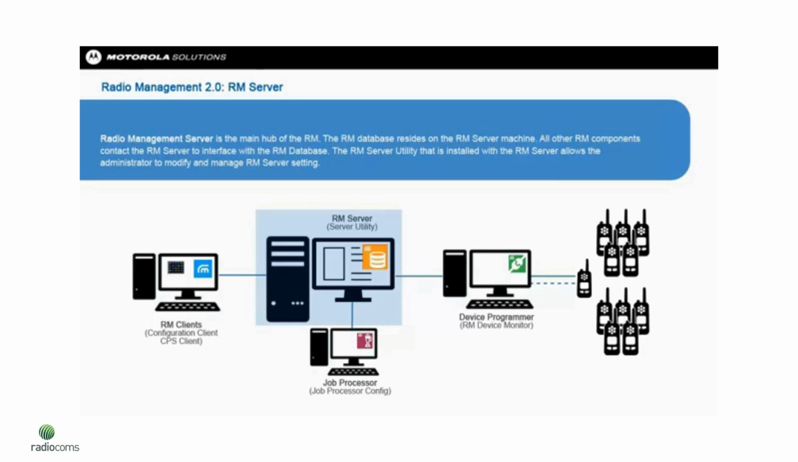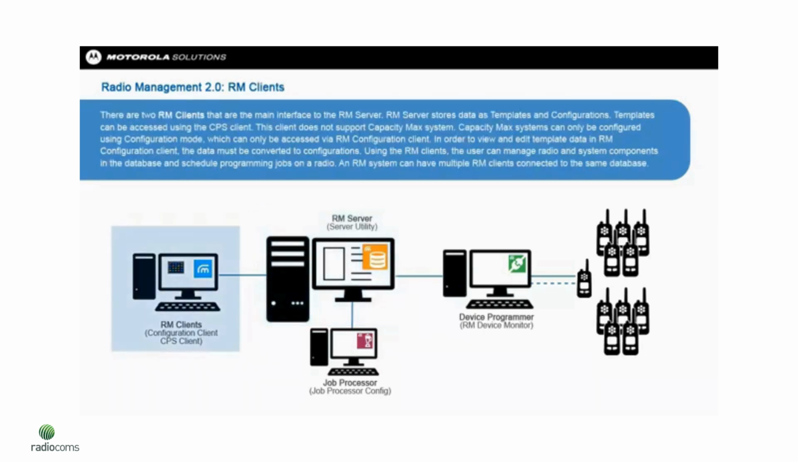The RM server utility that is installed with the RM server allows the administrator to modify and manage RM server settings. There are two RM clients that are the main interface to the RM server. RM server stores data as templates and configurations. Templates can be accessed using the CPS client. This client does not support Capacity Max system.